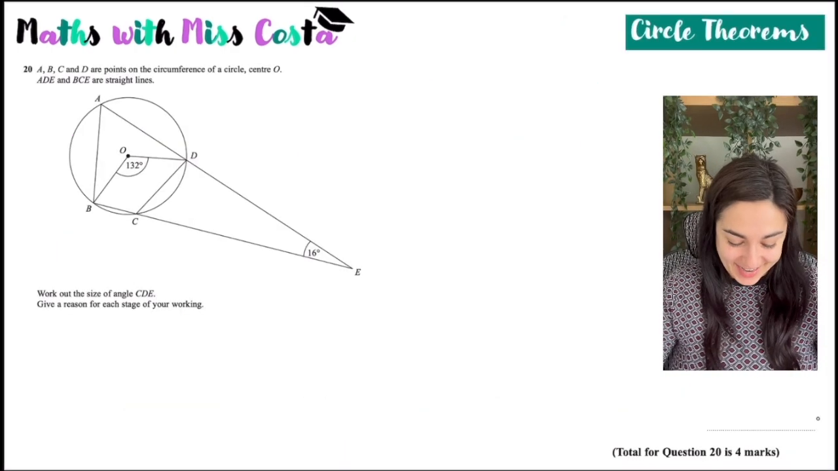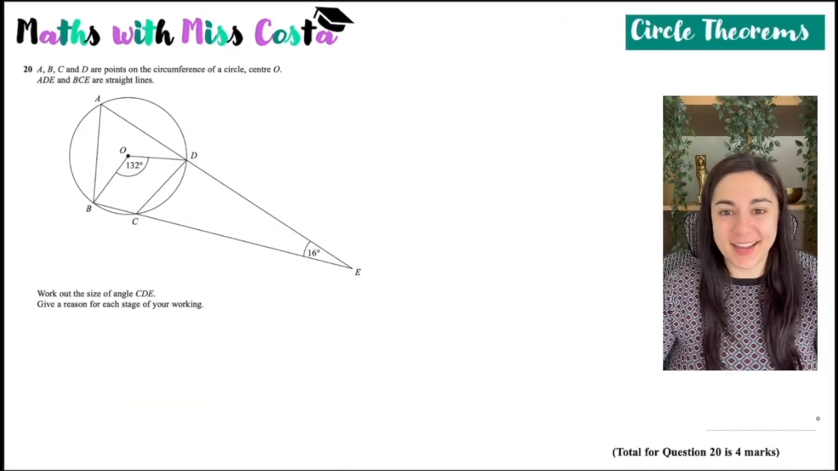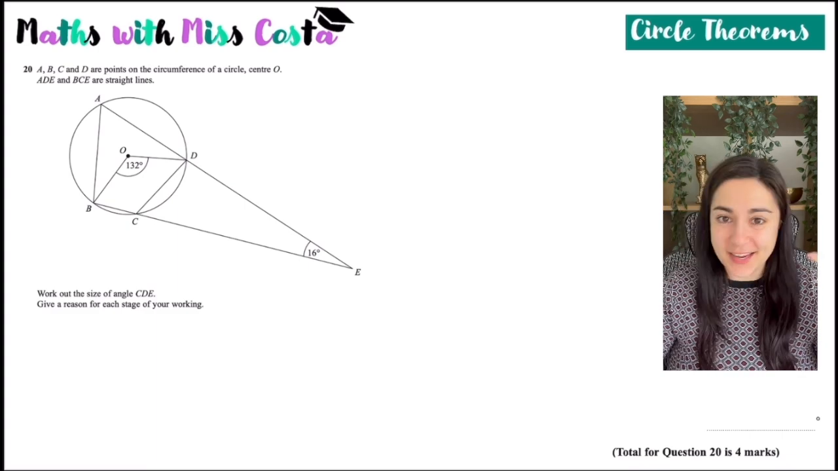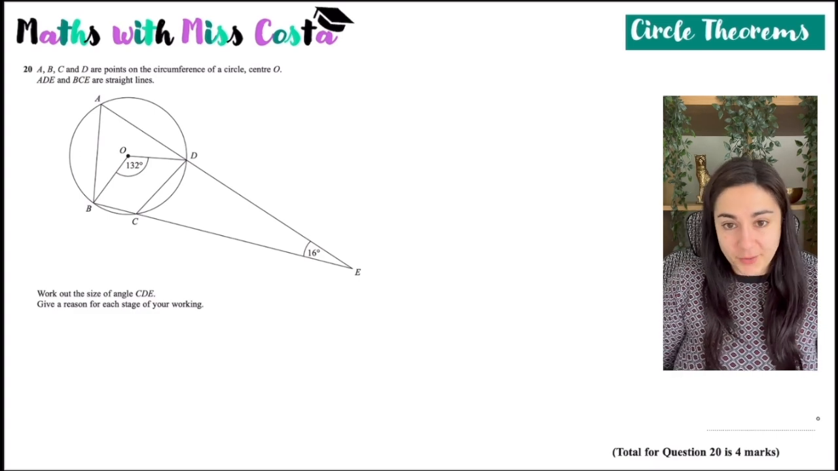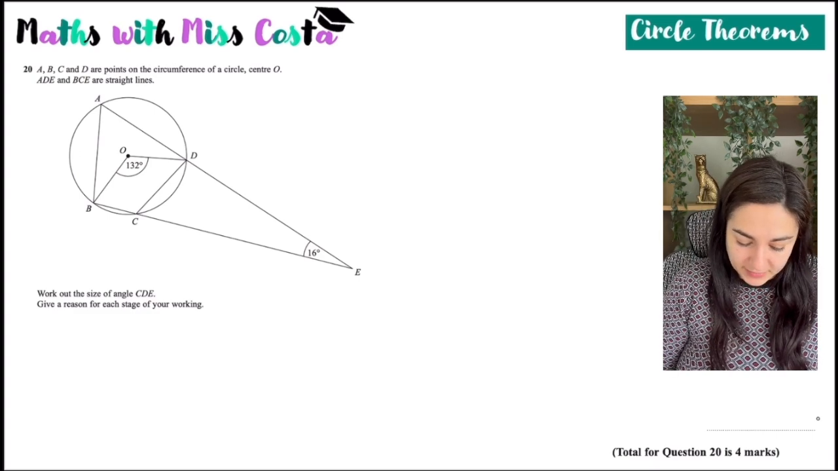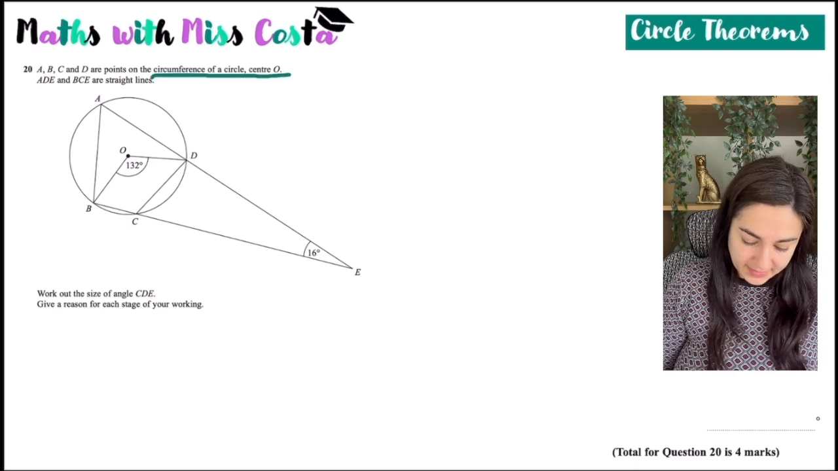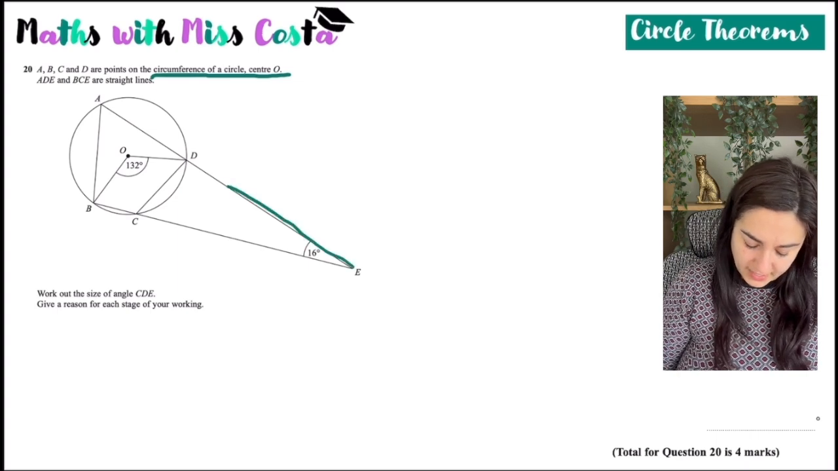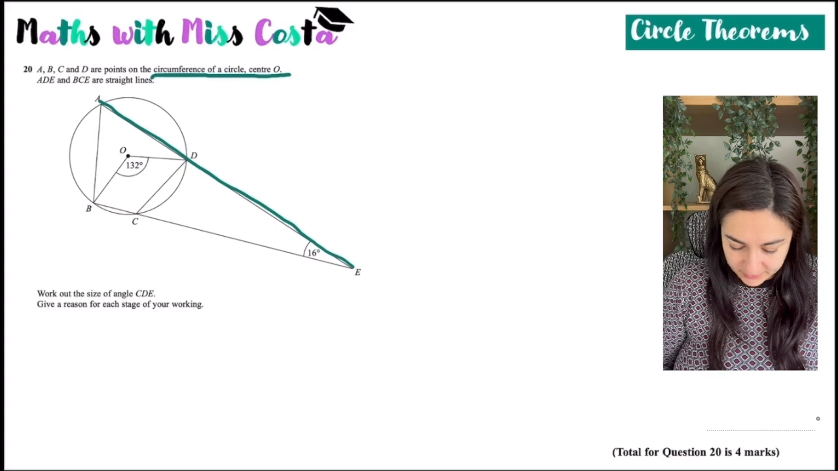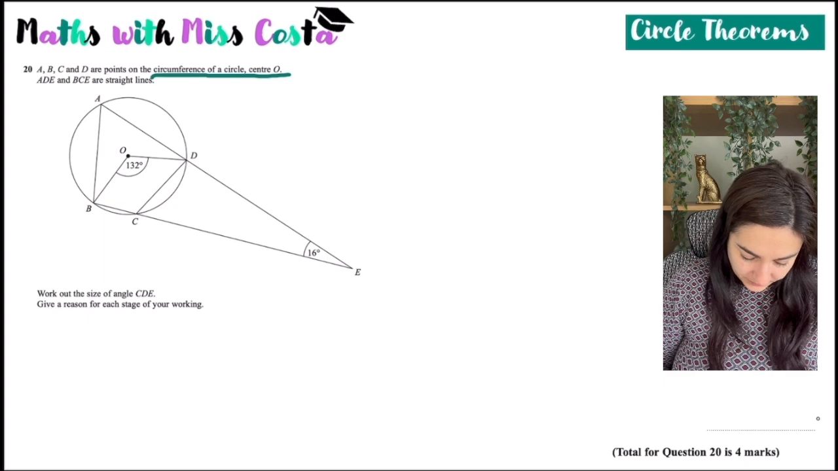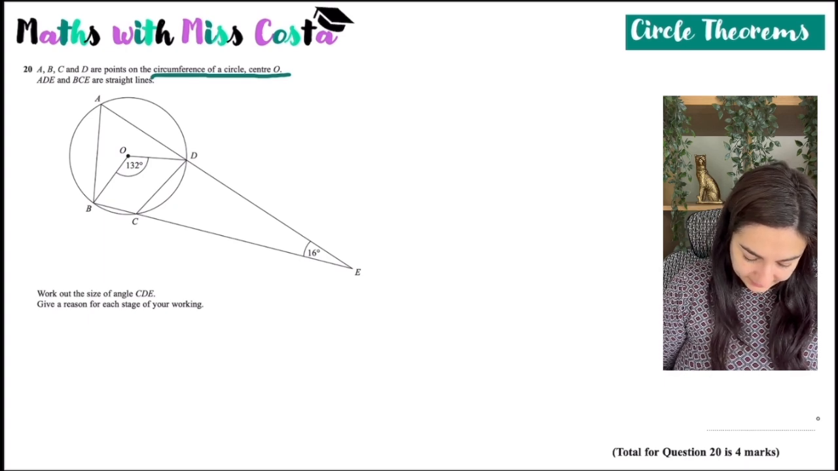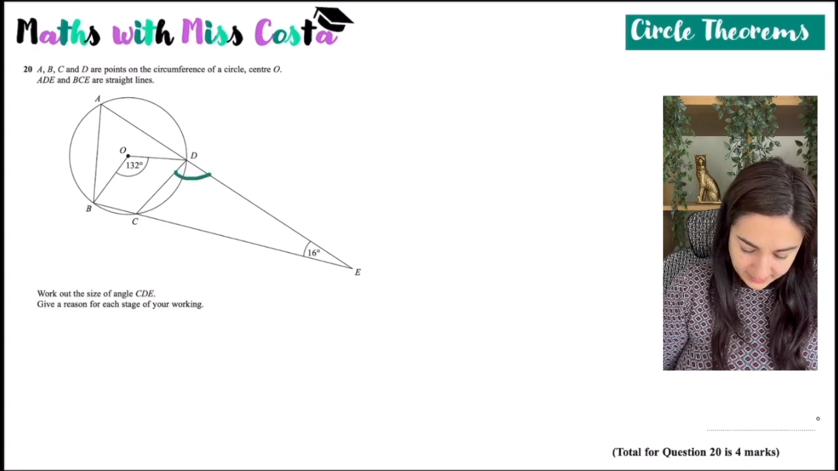Okay, so here is a circle theorem question. Now, once again, circle theorems are just about using the knowledge you know, thinking about all the circle theorems you know, and how you can apply them to this question. So we're told that A, B, C, D are points on the circumference of the circle, centre O. ADE and BCE are straight lines. Okay, so that's good to know. And we want to work out the size of angle CDE. So this angle over here.